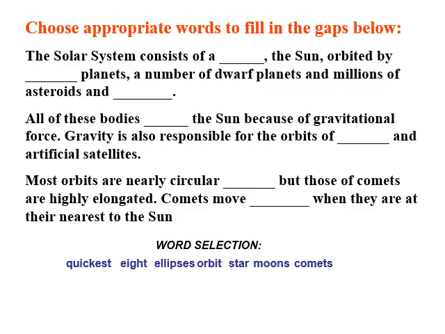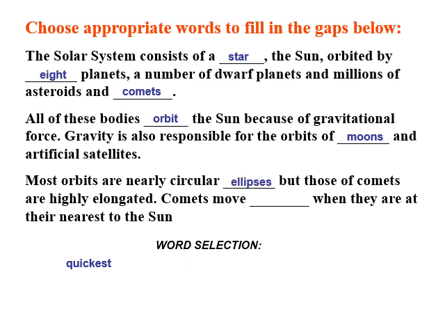To finish off this part of the topic, let's just fill in these words. The solar system consists of a star, the sun, orbited by 8 planets, a number of dwarf planets, and millions of asteroids and comets. All of these bodies orbit the sun because of gravitational force. Gravity is also responsible for the orbits of moons and artificial satellites. Most orbits are nearly circular ellipses, but those of comets are highly elongated. Comets move quickest when they are nearest the sun.